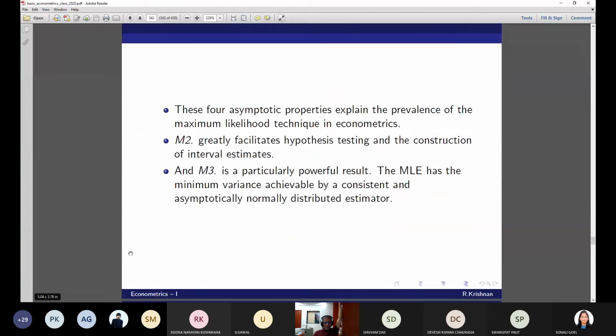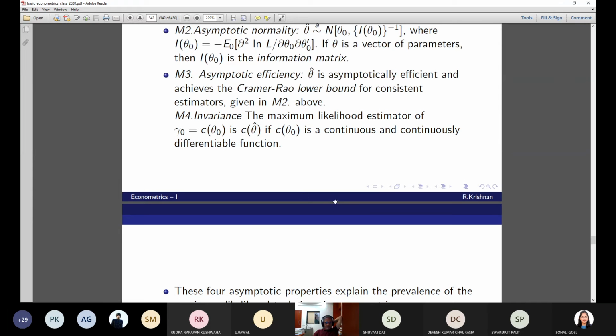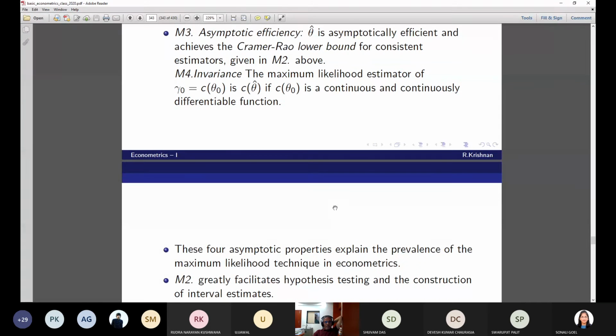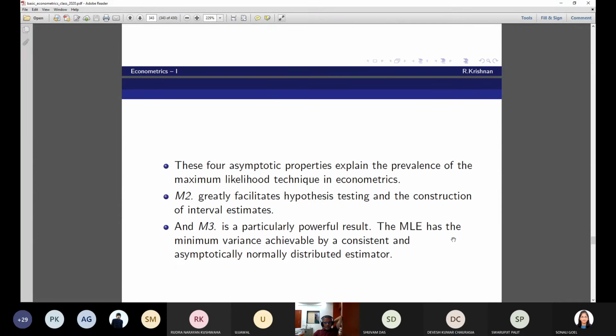These asymptotic properties explain the prevalence of maximum likelihood techniques in econometrics. M2 greatly facilitates hypothesis testing and the construction of interval estimates. And M3 is a particularly powerful result of the asymptotic efficiency and the Cramer-Rao lower bound, which we are going to discuss in detail shortly. The MLE has the minimum variance achievable by a consistent and asymptotically normally distributed estimator.